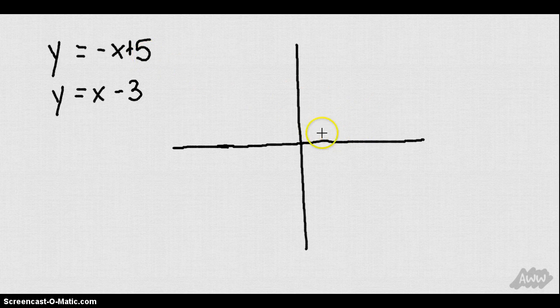But we know the first one has a y-intercept of 5, and it has a slope of negative 1. So we're going to go down 1 over 1. Should look something like this. You can already tell my line's not drawn very nicely. The other one, we have a y-intercept of negative 3 and a slope of 1. So we're going to go up 1 over 1, up 1 over 1. So it's going to look something like this.